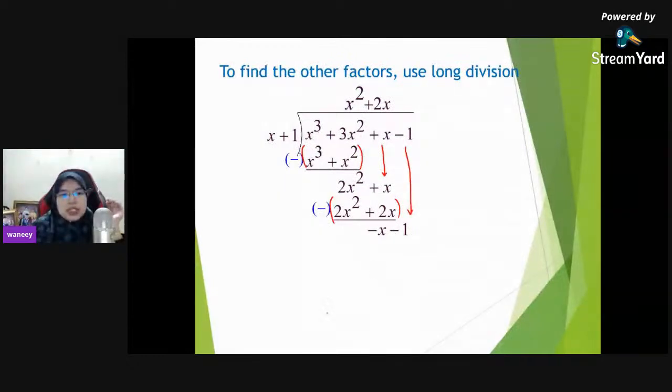Okay, so since x is over here, this is negative x. So x should times with negative 1 in order to get negative x. So times them with -1. So x times -1 is -x. 1 times with -1 will become -1. So we are going to get -x, -1. And then of course we should minus them. And then as you can see, when we minus, it should become 0.